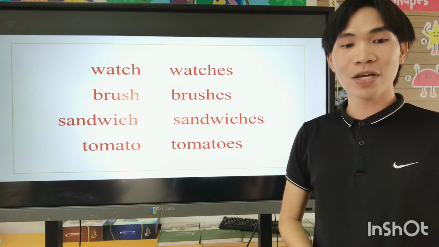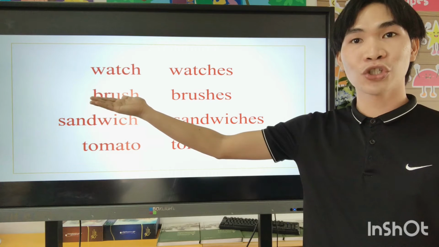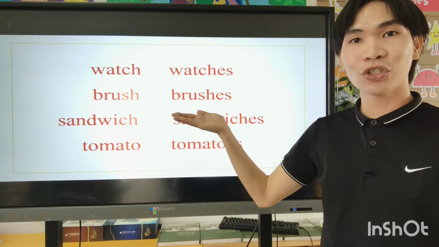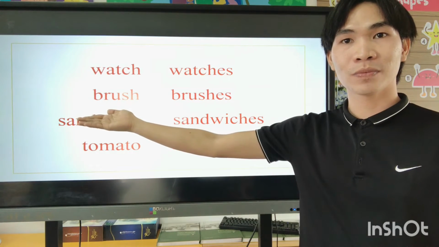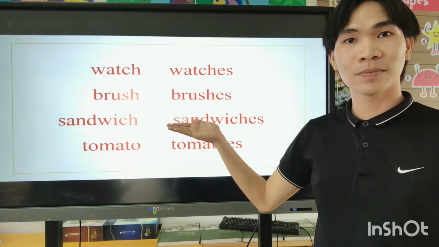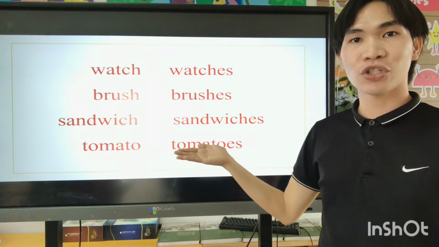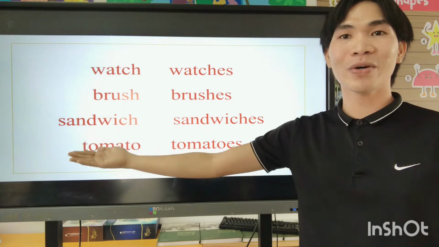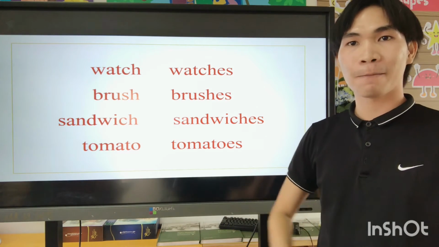Now let's proceed to some examples in rule number 2. As you can see, we have 4 examples here. Watch, watches. Brush, brushes. Sandwich, sandwiches. Tomato, tomatoes.